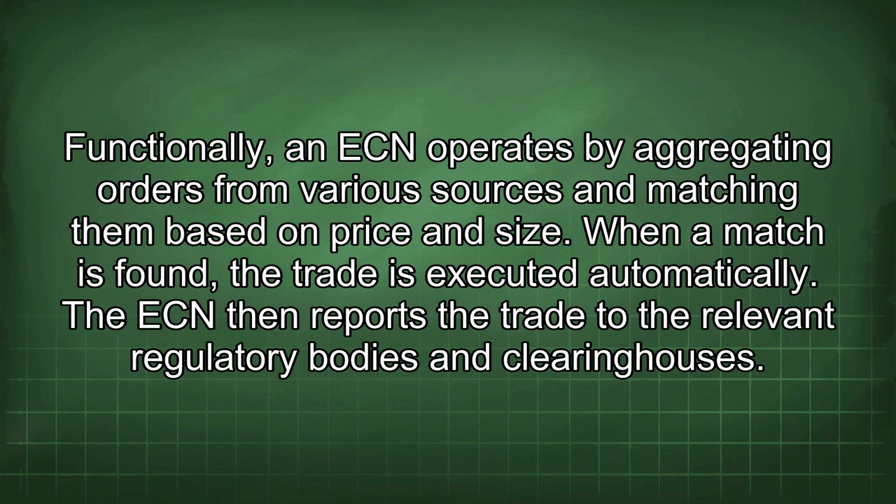demand. Functionally, an ECN operates by aggregating orders from various sources and matching them based on price and size. When a match is found, the trade is executed automatically. The ECN then reports the trade to the relevant regulatory bodies and clearinghouses.